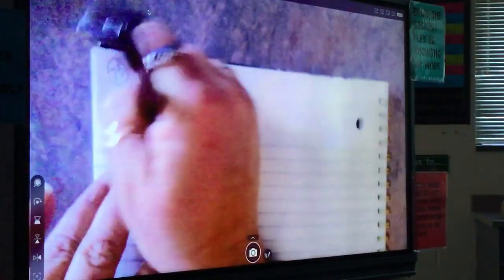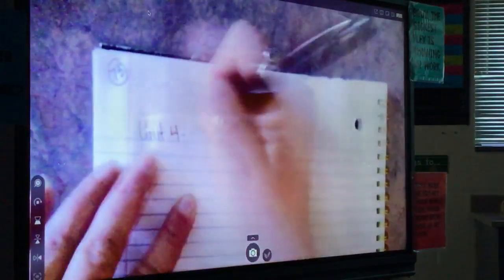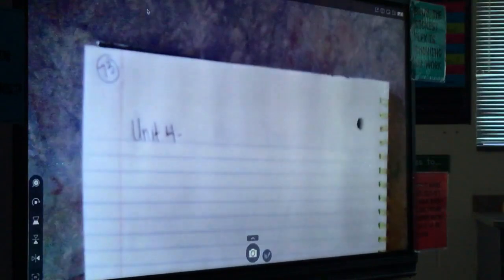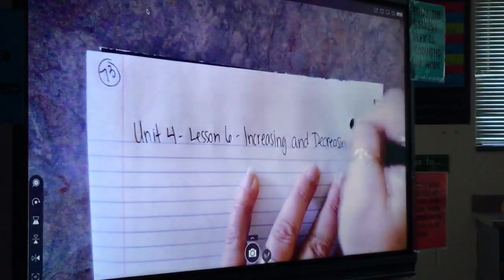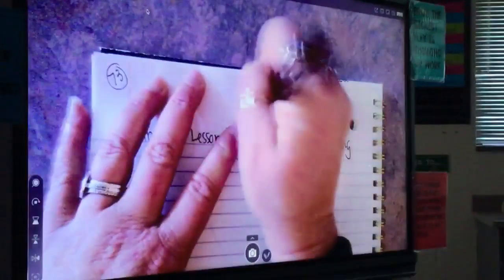So for our first lesson, it's going to be Unit 4, Lesson 6, increasing and decreasing. And today's date is 10/24.